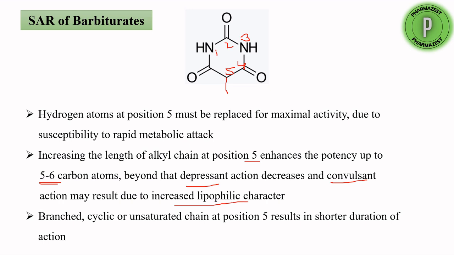Okay, and next, if you substitute with branched, cyclic or unsaturated chain at this position 5, it results in shorter duration of action. That means you will get ultra short acting or short acting barbiturates.